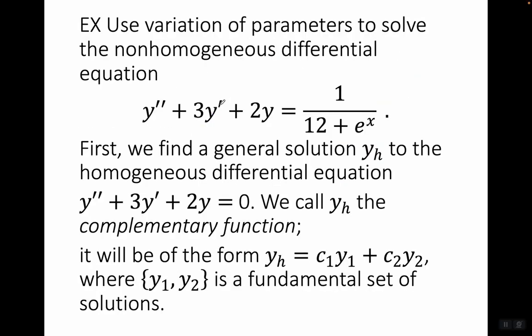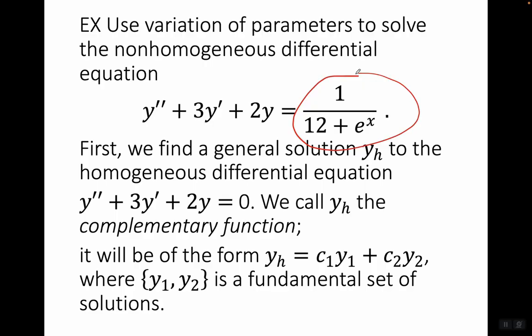Use variation of parameters to solve the non-homogeneous differential equation y'' + 3y' + 2y = 1/(2 + e^x). Notice, this is not an exponential function, a sine or a cosine. It's not a polynomial. So we're not going to use undetermined coefficients. We're going to use variation of parameters.